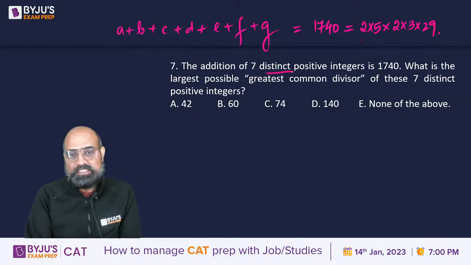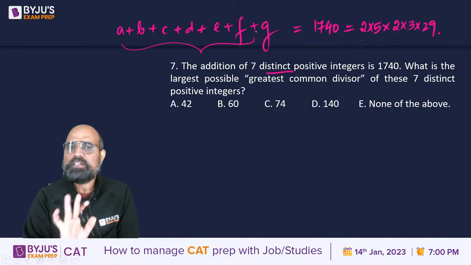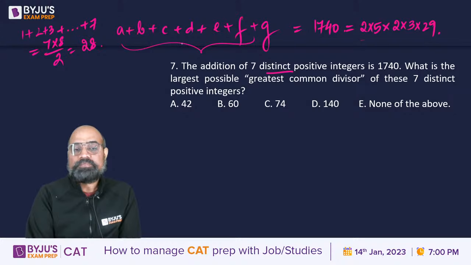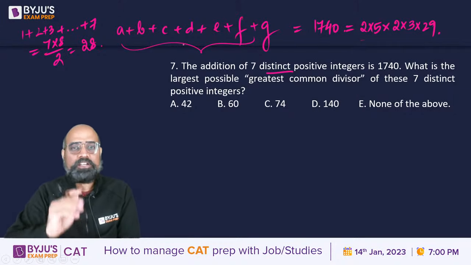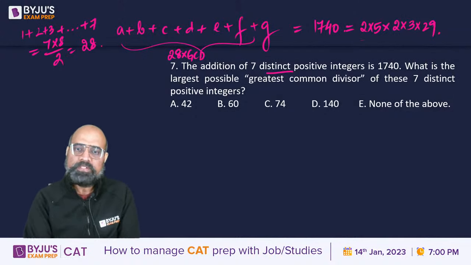Now, since they are distinct, even if we take 7 distinct numbers, let's see how much they add up to, right? 1, 2, 3, and up to 7. If we add all of this, this is going to give us 7 into 8 upon 2. So this is going to give us 28. As in, in the best possible scenario, minimum, this is going to be 28 into the GCD if I take out the common value. So 28 into GCD, 28 is, I mean, the max you can cancel out 28 is at 2, right?